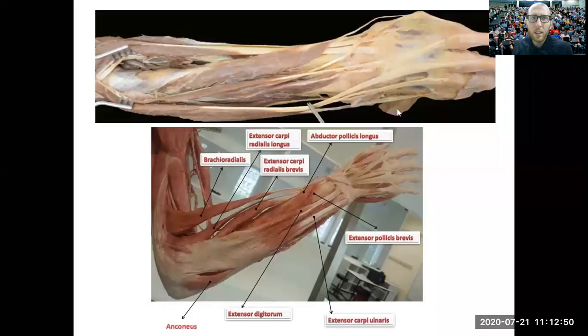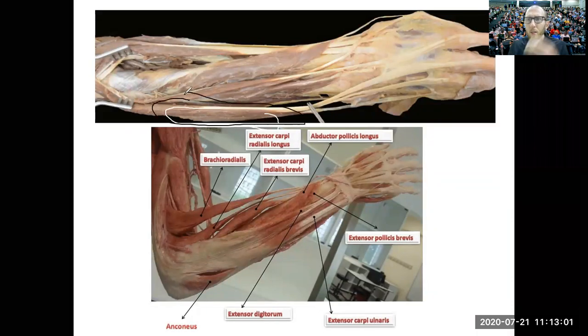Here's another look at a cadaver of, this is more the extensor side, but I just want to highlight from these pictures that a lot of the muscles are up in the forearm, which is why your forearm is thicker than your wrist, because the muscle part, the actual muscle fibers are up in your forearm.